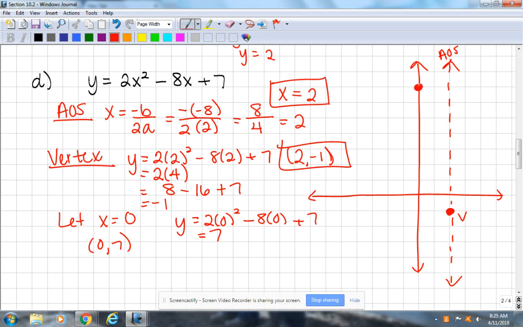So how many spaces away is that point from the dotted line? 2. So I go 2 in the opposite direction, and there's my 3rd point. And after you have 3 points, you can make a U shape, put arrows on it, and there's your parabola. That one was actually pretty good. Is that vertex a highest point or a lowest point? A lowest point. We're going to talk about those in a minute. So the vertex is always either the highest point or the lowest point, depending on if you have a U shape or an upside down U shape.